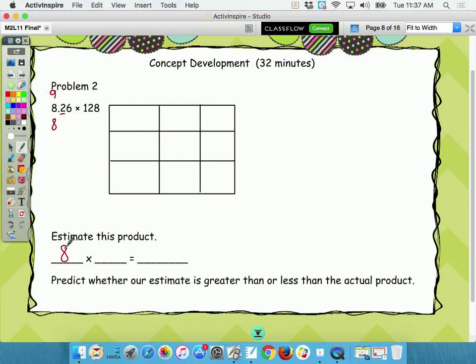So 8 times, now I don't know 8 times 130. So what if I round that to the nearest 100? Would that be easiest? Well, not really. I mean, we'll get to that harder rounding later. But for now, I think it'd be safe to say that our answer will be somewhere near 800. Somewhere between 500 and 1,000. Is our answer going to be more or less than the estimate? Probably more. Why? Because we rounded down. Good.